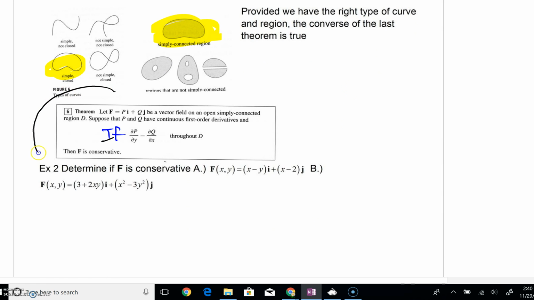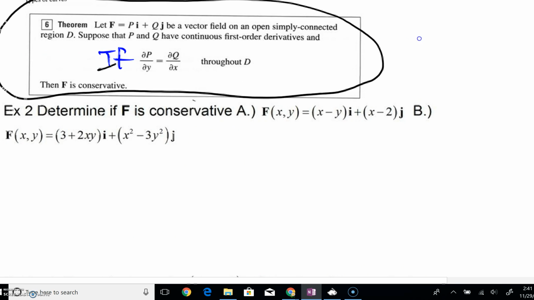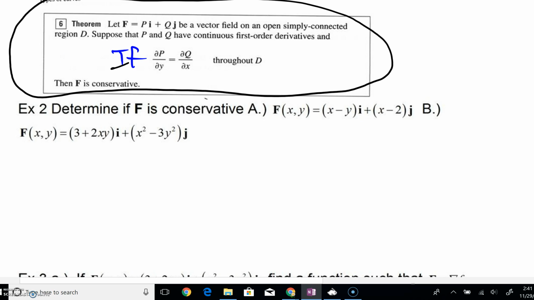Box number 6 says the converse is also true, which is amazing. If the partial derivative of P with respect to y does equal the partial derivative of Q with respect to x, throughout our domain D, that region D, then we have a conservative vector field. If we have a conservative vector field, we can use our fundamental theorem.